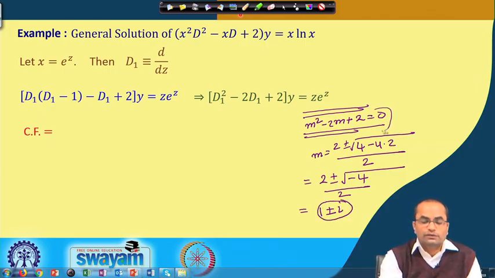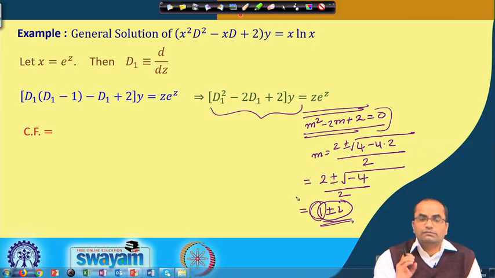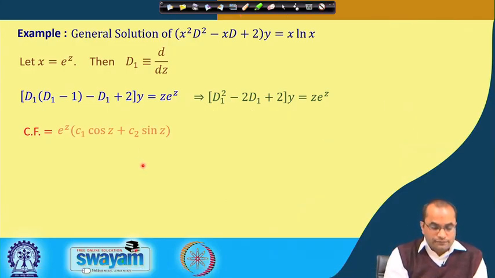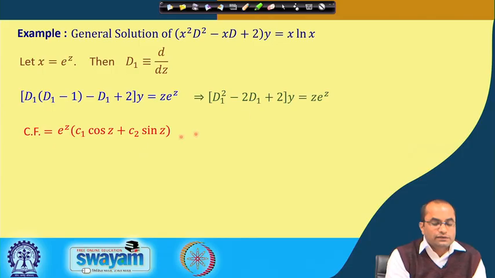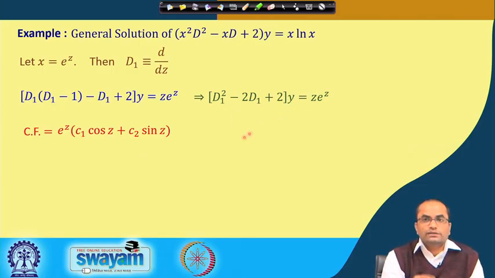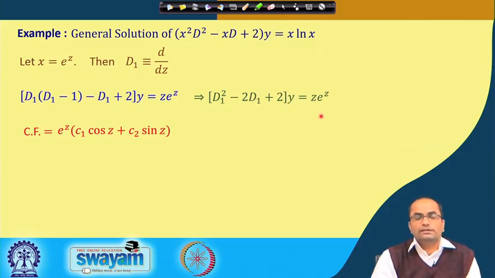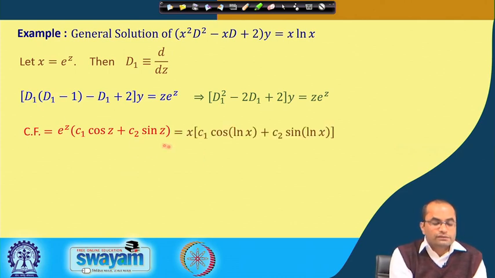So, the roots of the auxiliary equation corresponding to this differential equation are 1 plus minus i, and we know how to write down the solution. This will be e power, not x, our independent variable is z. So, this will be e power z, and then C1 cos z plus C2 sin z. That is the complementary function of this equation, or rather the general solution of the homogeneous equation, meaning that the right hand side is set to 0. Here this complementary function we have to write back in the original variables.